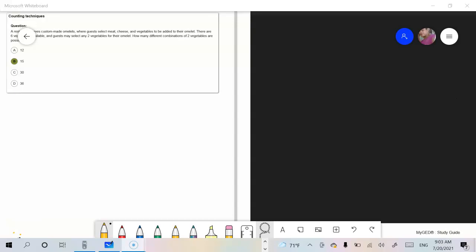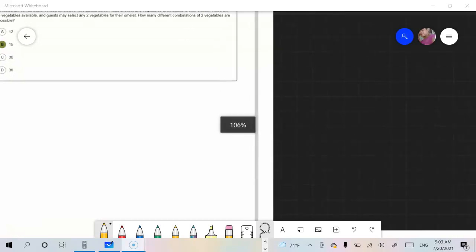Today we are going to continue with the GID test because we are not done yet, and we are going to start reviewing counting techniques. We are going to solve this problem, so I'm going to read it for you.